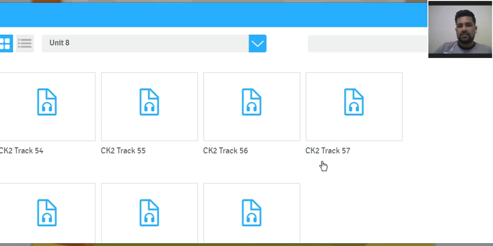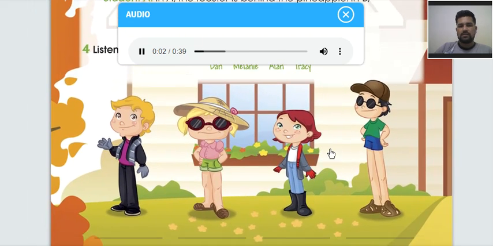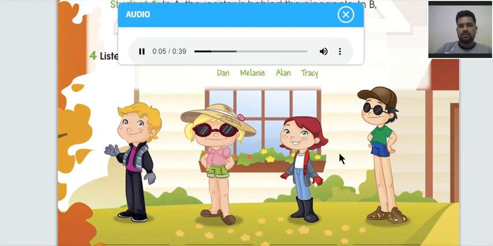Track 60. This is Tracy. She's wearing a hat and a blouse. She's also wearing brown sandals. This is Alan. He's wearing a jacket, a scarf, and gray gloves. He's not wearing a cap. This is Dan. He's wearing a t-shirt, shorts, and sunglasses. This is Melanie. She's wearing jeans, boots, and gloves. She isn't wearing sunglasses.